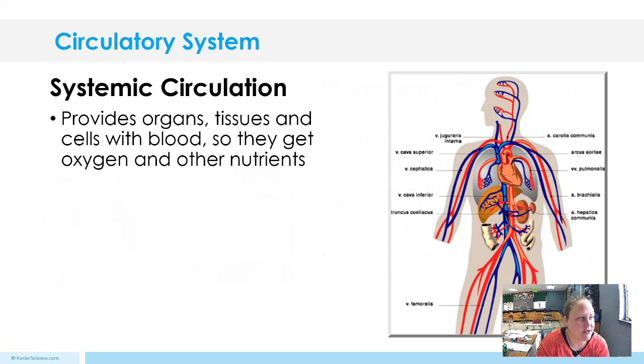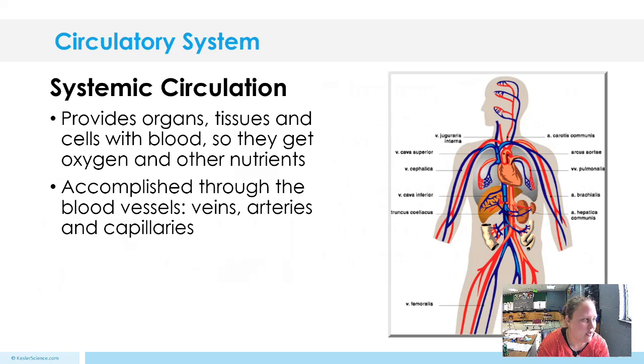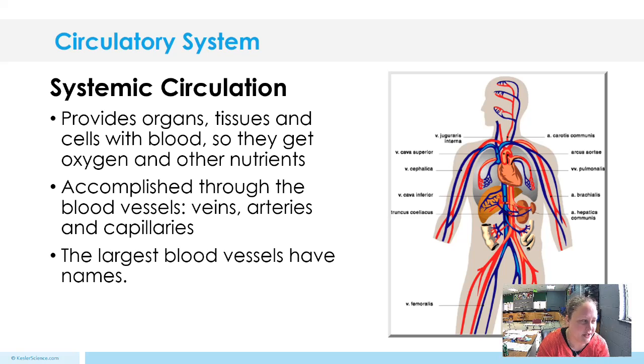The systemic circulation provides organs, tissue, and cells with blood so they get the oxygen and other nutrients they need to function. This is accomplished through the blood vessels, which are the veins, the arteries, and the capillaries. The largest blood vessels have names, such as you've heard of your jugular vein.